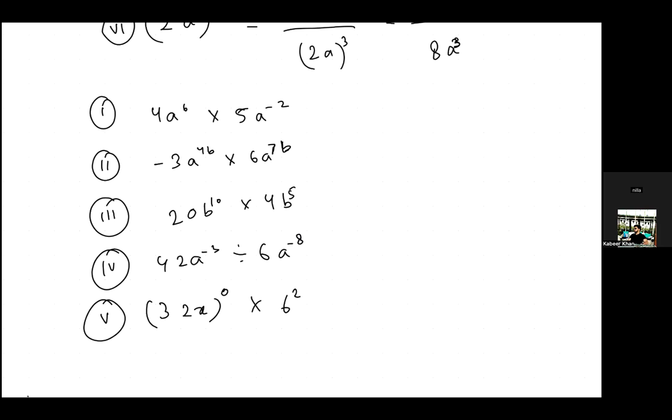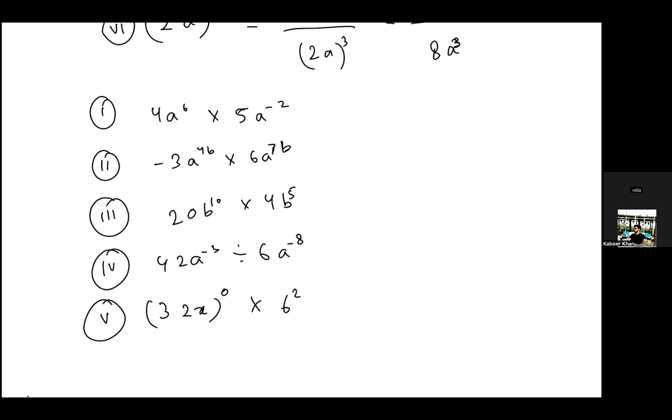I got 20a to the power of 4. Okay, that's correct. Second, I got 108a to the power of 10b. That's not correct.